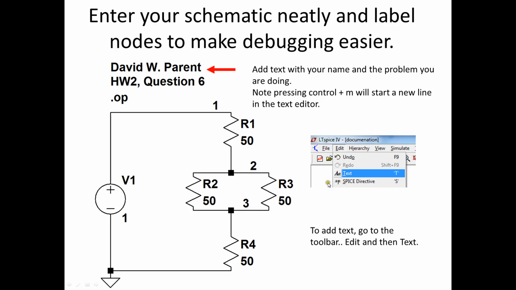And you want to add text. In the toolbar, you go to edit text and put your name and whatever the problem is. And this will avoid confusion or maybe the appearance that you haven't done your own work. All right. To add a line, you do Control M at the same time in the text editor, and it'll give you another line. If you press enter, it'll just go right back into text placement.